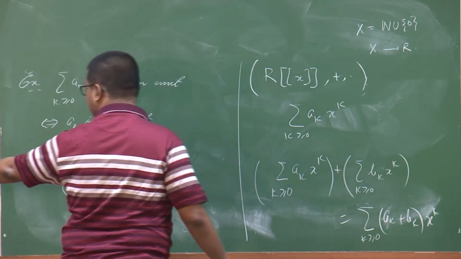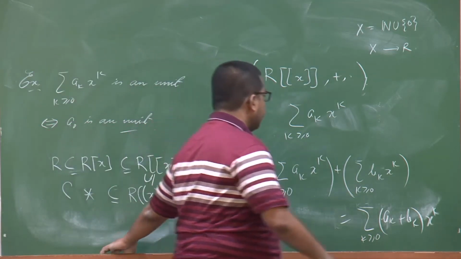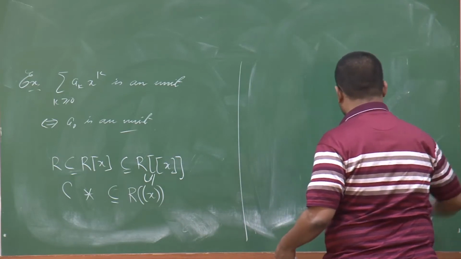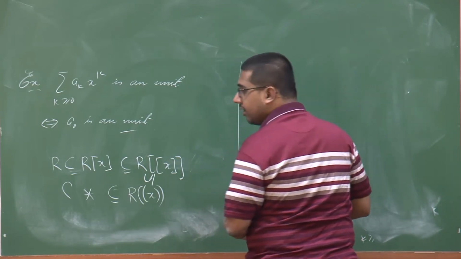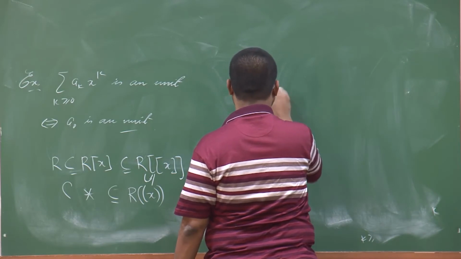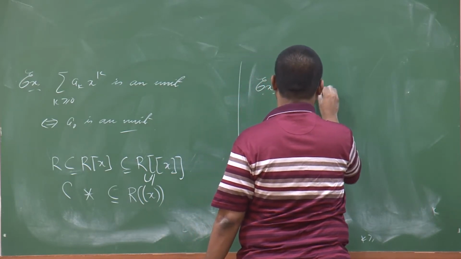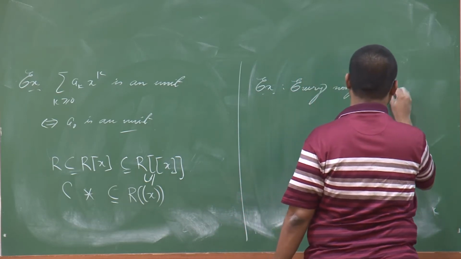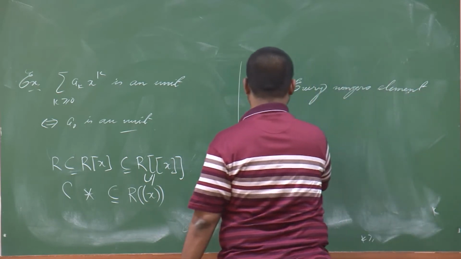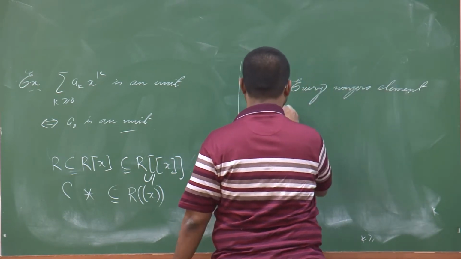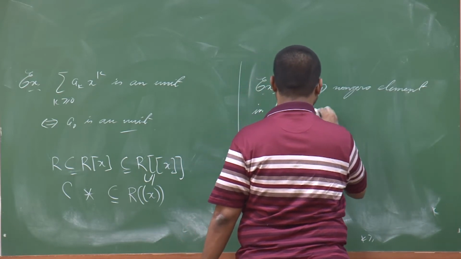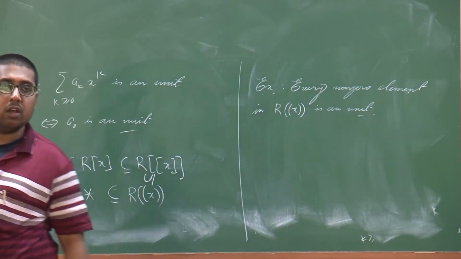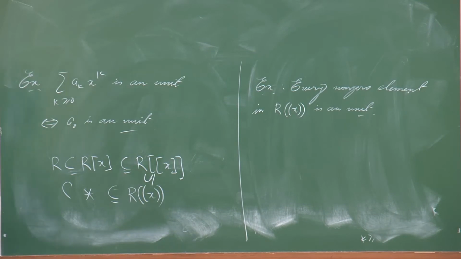So, the analog of this in this setup would be the following, that is, every non-zero element in this is a unit. Okay. All right. I should now move to other examples.